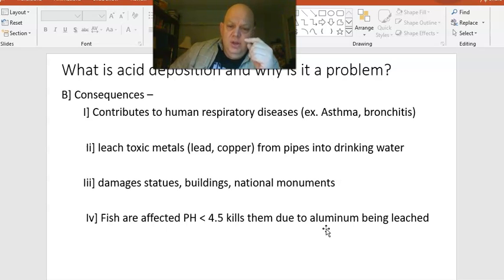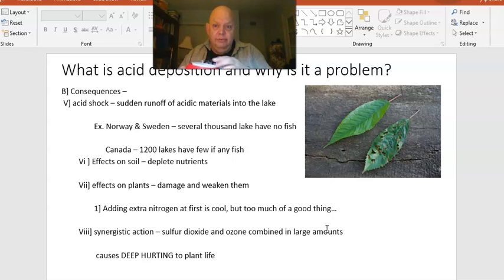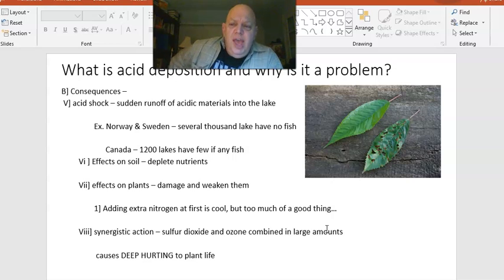Now, the other side of the coin is fish are also affected by a pH of less than 4.5. It kills them, not just because of the acid, but you can also have aluminum leaching out of compounds into the water, and then it's not good for the fishy. Wow, who would have known all this? Okay, so what other consequences do we have? I've mentioned 4. Now let's look at the 5th, acid shock.